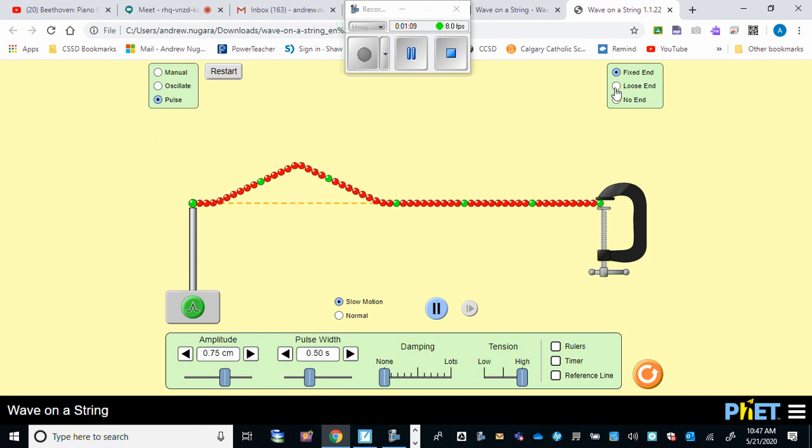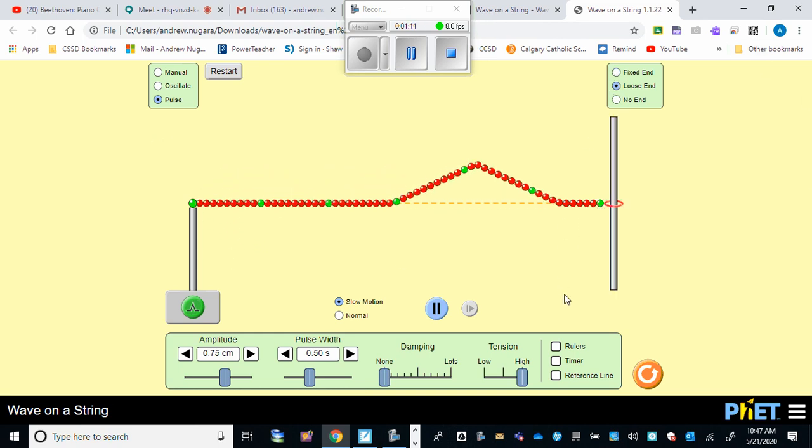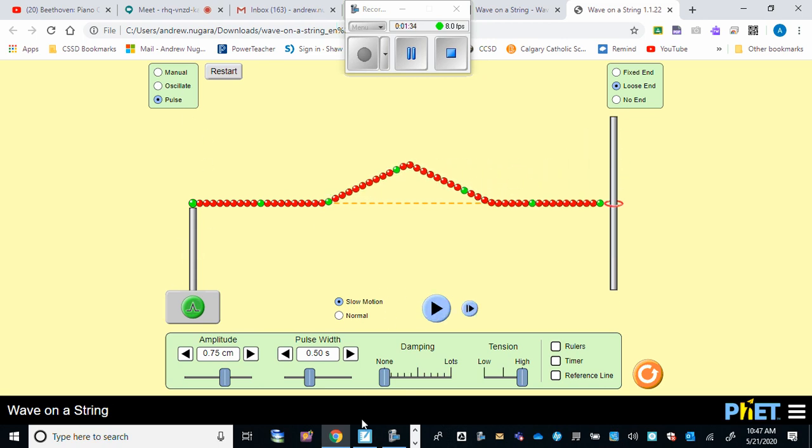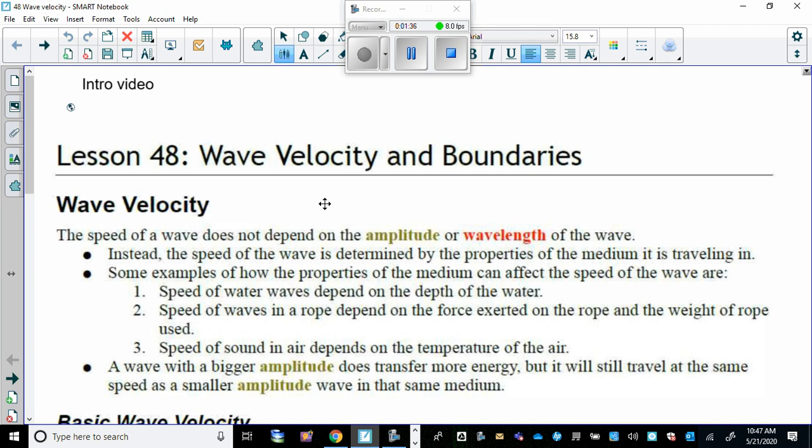And then if I change this to a loose end, look what happens. All of a sudden, since it's free to move, the wave does not invert. It inverts at this end because this is a fixed end. Now, because this end is free to move, when it pulls down on it, it does move down, and therefore it doesn't invert. Okay, we'll stop that and get back to the lesson, which is wave velocity and boundaries.